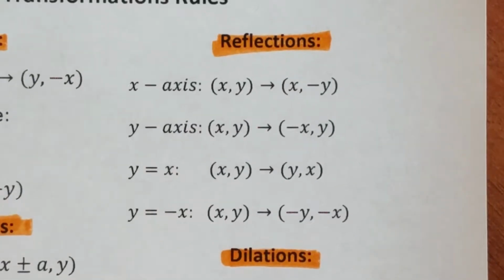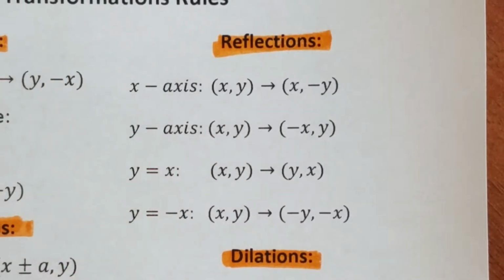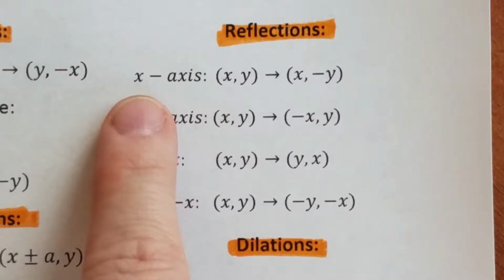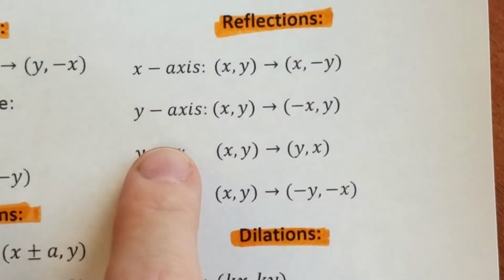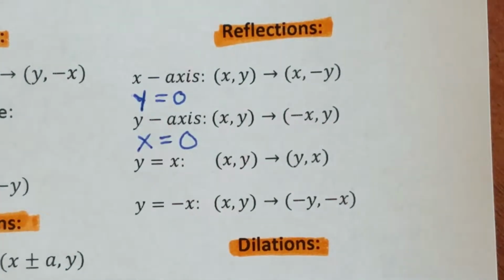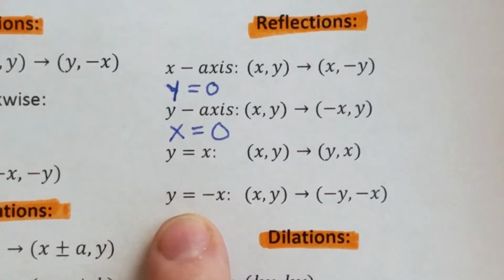We have our rules for reflections. Now, with regards to reflections, we only have rules for 4 specific lines. So if you are reflecting over the line y equals 0, remember this is the line y equals 0. It's a special name for it. We call it the x-axis. And this is the line x equals 0, which we call the y-axis. So those 2 particular lines, as well as the lines y equals x and y equals negative x.